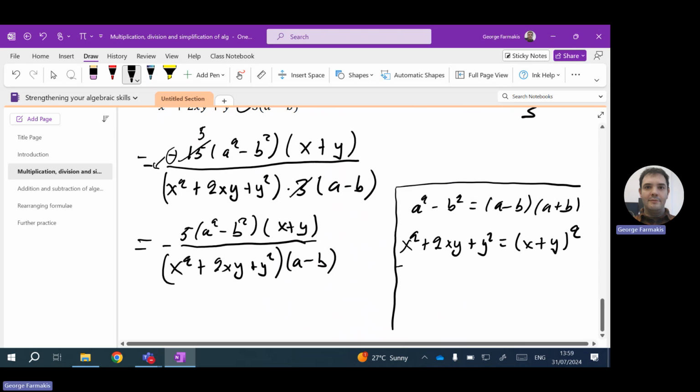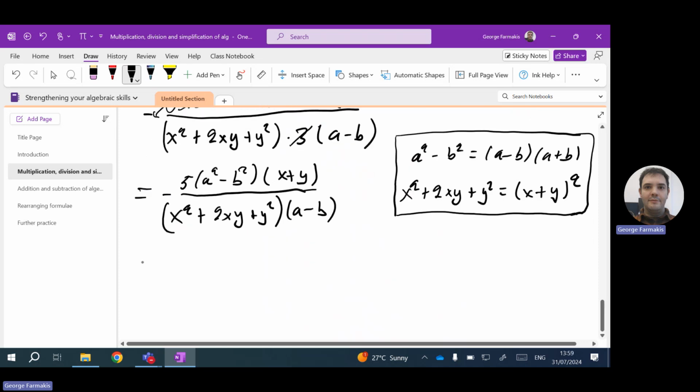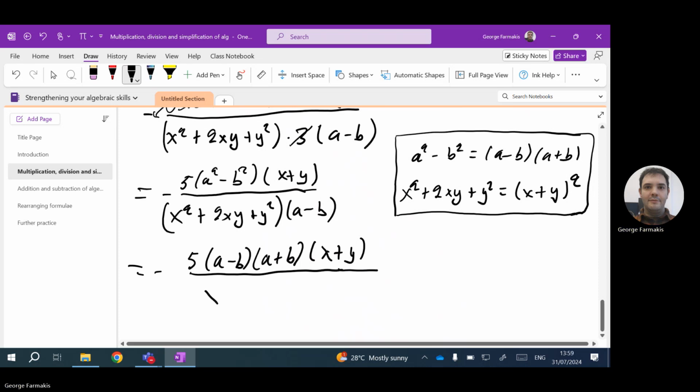So we can use these two identities and simplify even more our fraction. So we have minus 5a minus b. I use the first identity, so a squared minus b squared is a minus b, a plus b, and I have x plus y. x squared plus 2xy plus y squared, this is x plus y squared.